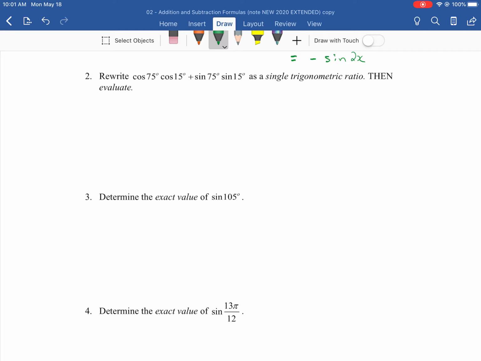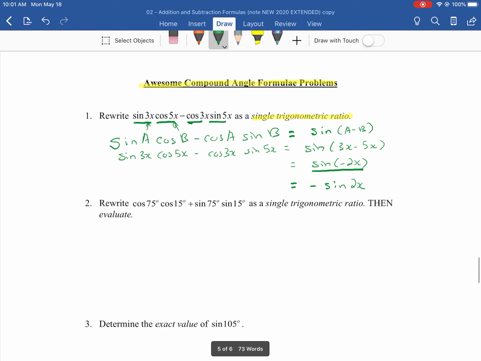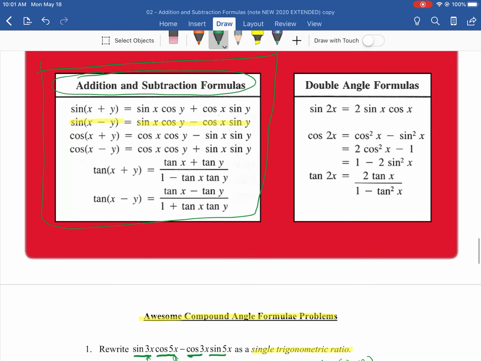Let's read the next question a little more carefully to get ready for what it's trying to say. It says, rewrite cos 75 cos 15 plus sine 75 sine 15 as a single trigonometric ratio. It says, then evaluate. Okay, well, we'll get to the then evaluate in just a second. It says rewrite it as a single trigonometric ratio.